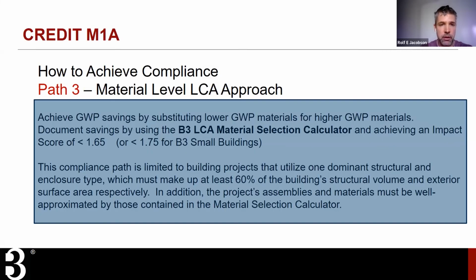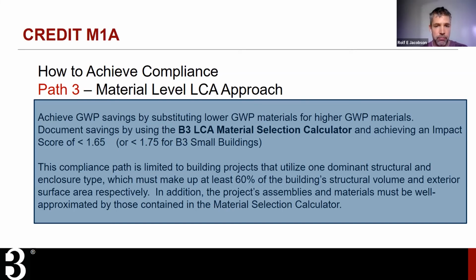Path 3 is kind of the black sheep. It's a bit of an outlier compared to the first 2 paths. It uses, I mentioned, this material selection calculator. And we can try and achieve an impact score of less than 1.65 if we've got a standard building, or less than 1.75 if we have a B3 small building.